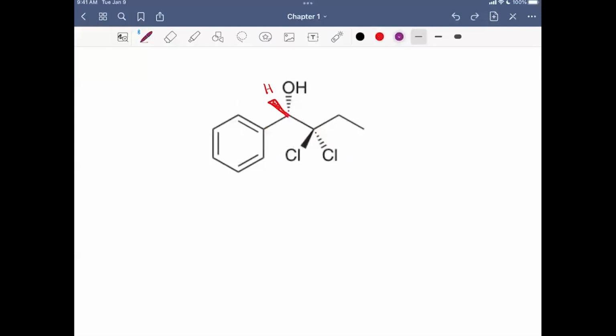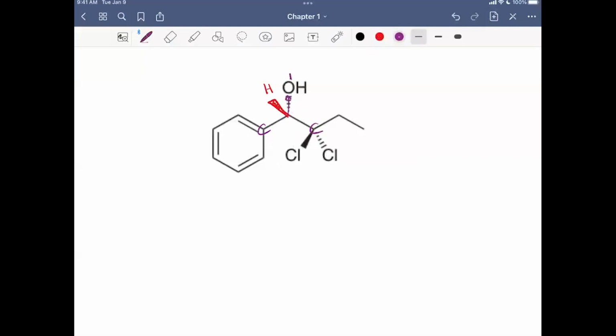Let's assign priority. Directly attached to this carbon is an oxygen, so that's going to be priority number 1. Directly attached to this is a carbon with stuff going on, I guess you could say. And this is really important to figure out.